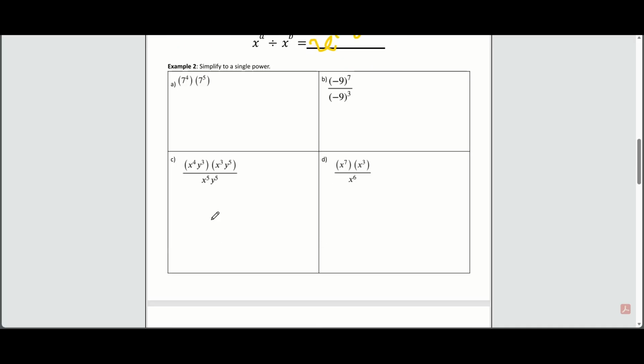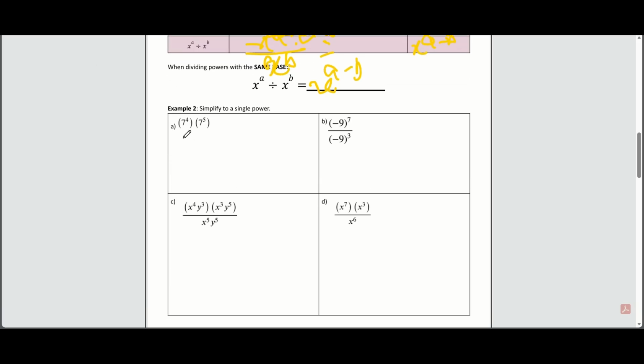Okay, now let's try these practice questions. I'm going to do a and c, and you are going to do b and d yourself. Okay? Now, we have 7 to the power of 4 times 7 to the power of 5. So what did we learn about when we multiply them? So 7 to the power of 4 plus 5, because we're multiplying with the same base, that gives us 7 to the power of 9. And if they told us to simplify into one answer, then we would have plugged 7 to the power of 9, or 7 times 7 times 7 times 7, 9 times, into our calculator. And that would have given us a singular number itself.